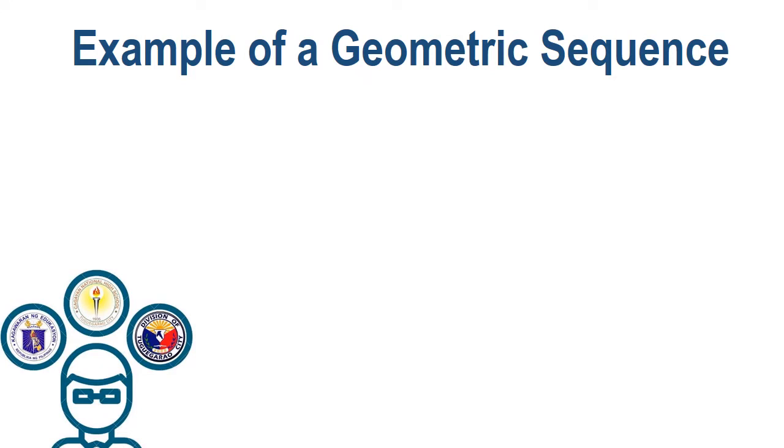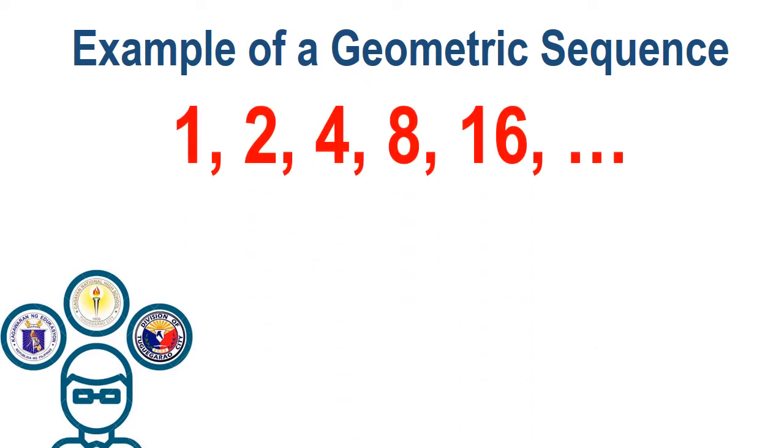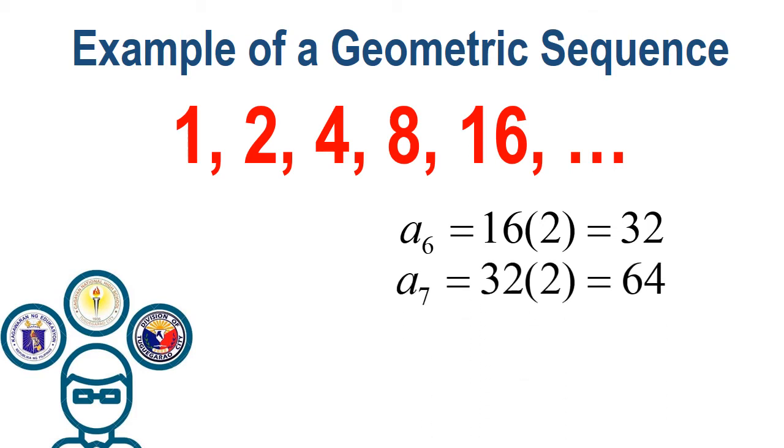An example of a geometric sequence is 1, 2, 4, 8, 16, and so on. Note that each term is multiplied by 2 to get the next term. Thus, the next three terms are 16 times 2, which is equal to 32. 32 times 2, which is equal to 64. And 64 times 2, which is equal to 128.